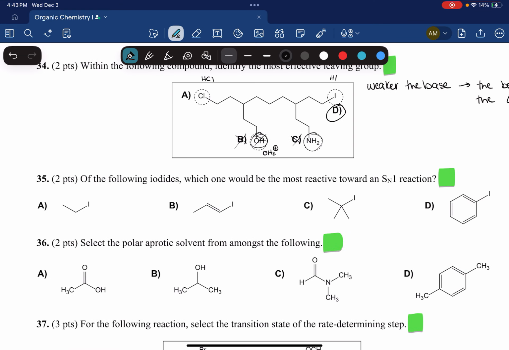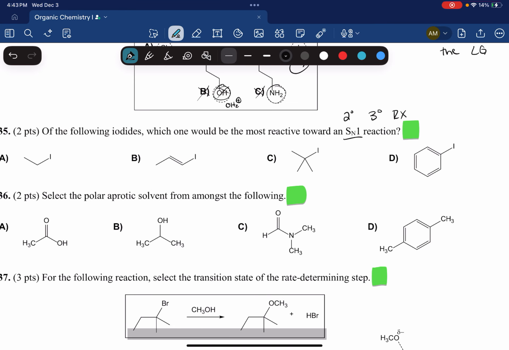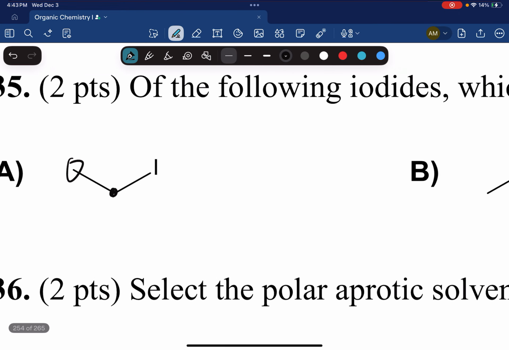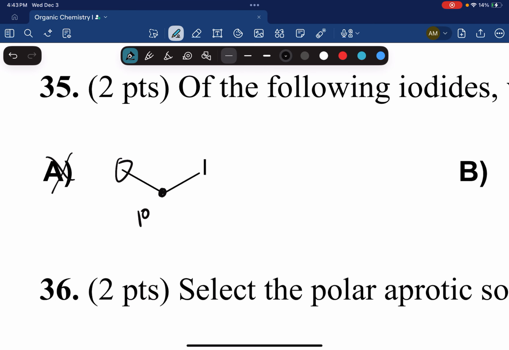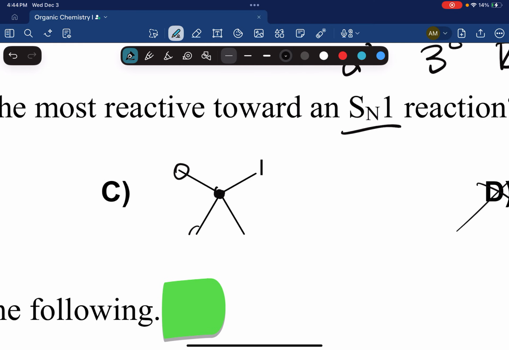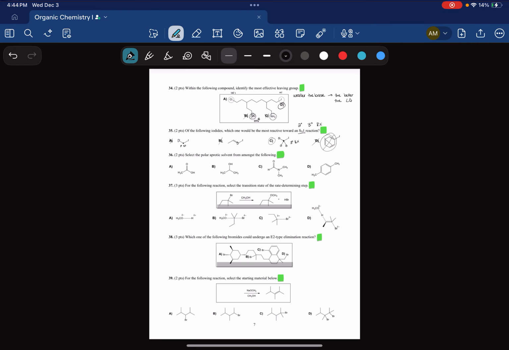Last one. Most effective in an SN1 reaction. SN1 likes secondary and tertiary alkyl halides. You're never going to do something like that because the benzene ring is so stable it's not going to want to react. This is a primary, not stable. This is allylic, not doing that. This one is tertiary. That's perfect. Answer C.